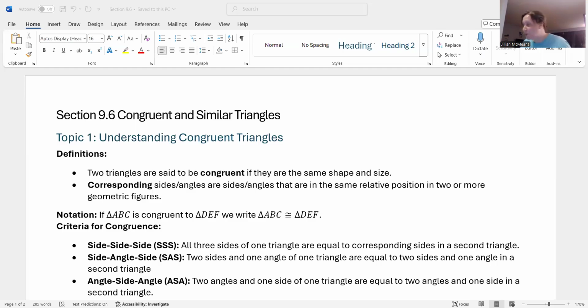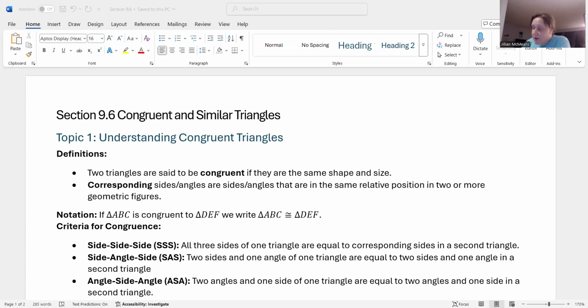Y'all, it's our last worksheet. And we only have two topics, two more videos, and then we're done. Okay, so for this section, we're going to talk about congruent and similar triangles, okay? First topic, we're going to focus on understanding congruent triangles. Second one, we'll talk about similar triangles.